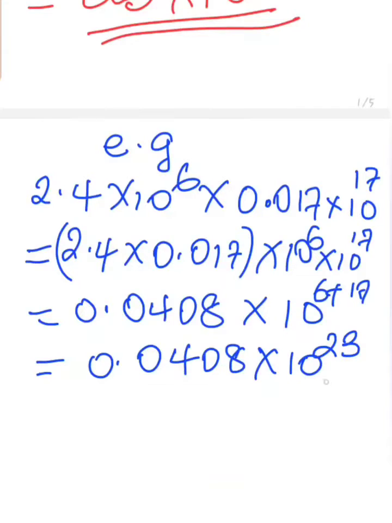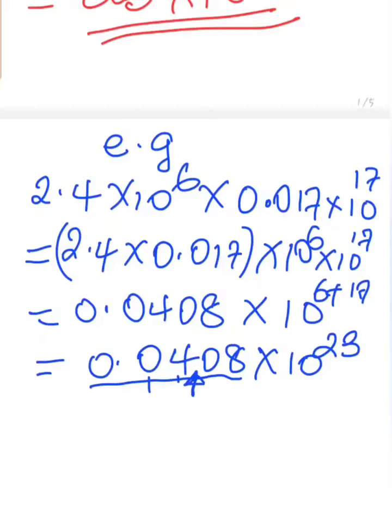Now, this result is not yet in standard form. It is not in standard form because this decimal part is supposed to lie between 1 and 10. So for it to lie between 1 and 10, I will shift the decimal point to the right so that it lies between the first non-zero digit and the next digit to the right of it. The first non-zero digit being 4, it means that my decimal point has to be between 4 and 0. And I would have to shift 1, 2 places.